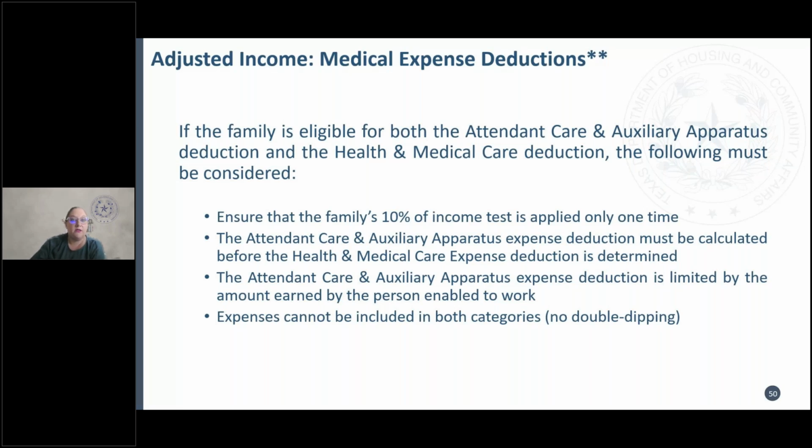So if they had not been eligible for the attendant care deduction because maybe Mary could work regardless of whether William had care, then that attendant care could have gone into the health and medical care deduction. So the household was going to get it no matter what, just for this one, a matter of where it fell. There is some overlap in what can be included, but if it's included in one category, it can't also be included in the other one.